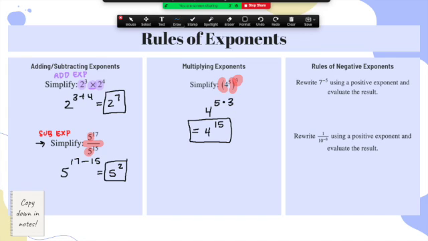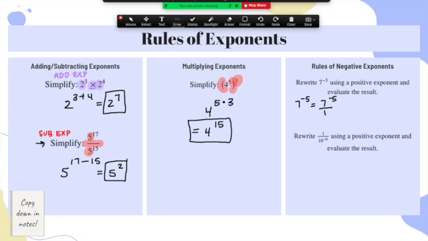And the last one here is rules of exponents. So rewrite 7 to the power of negative 5 using positive exponents and evaluate the results. In this case, when you have 7 to the power of negative 5, I need to change it so that rather than having a negative exponent, I need to have a positive one. So right now, we have 7 to the power of negative 5, and I could change it into the fraction 7 to the power of negative 5 over 1.